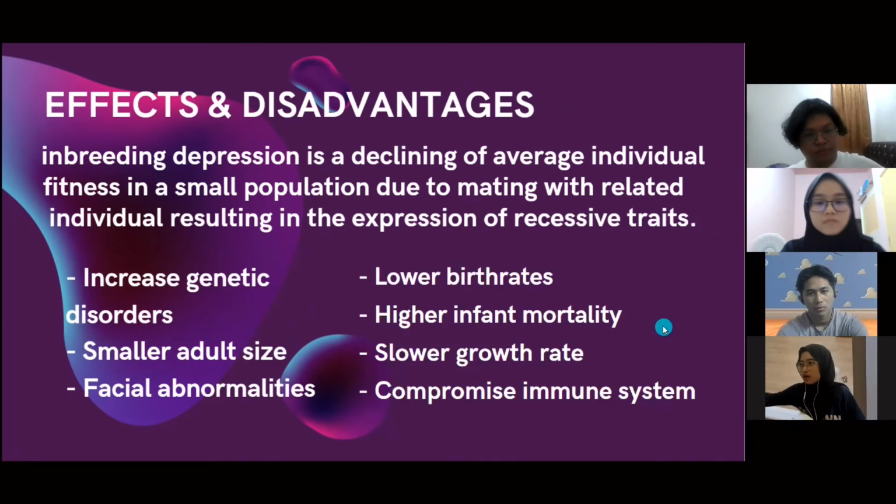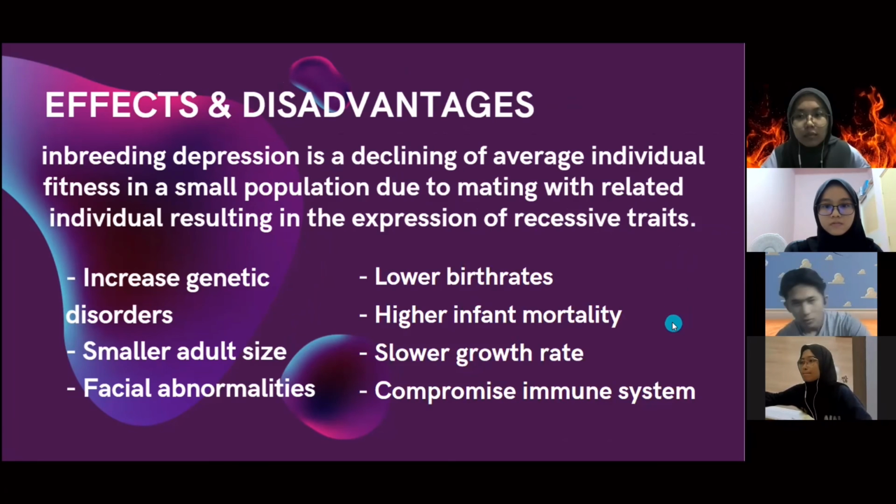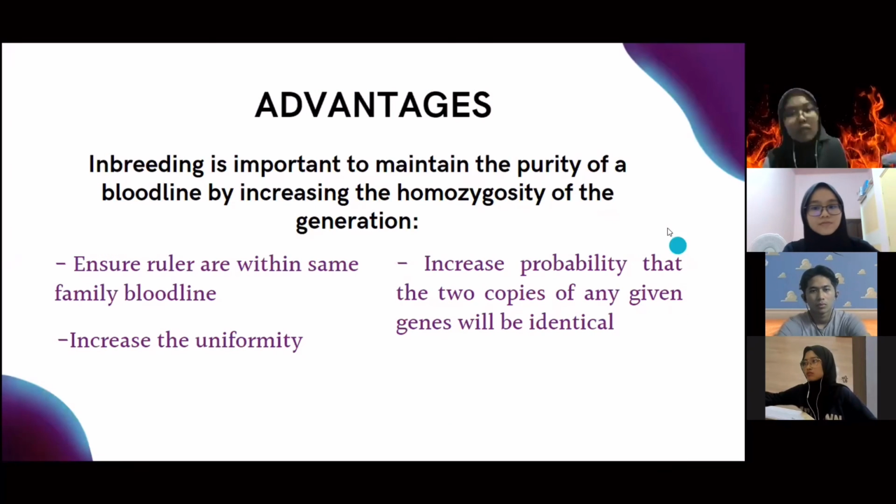So Humaira, can you name other disadvantages? Okay, the one that was explained is the physical disadvantage resulting from inbreeding. The one I'm going to explain is based on the biological abilities of the organisms affected by inbreeding, which are lower birth rate and higher infant mortality, which means they will live shorter than the others, and then they will have a slower growth rate and a compromised immune system.